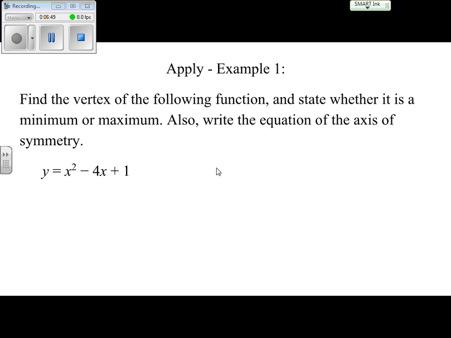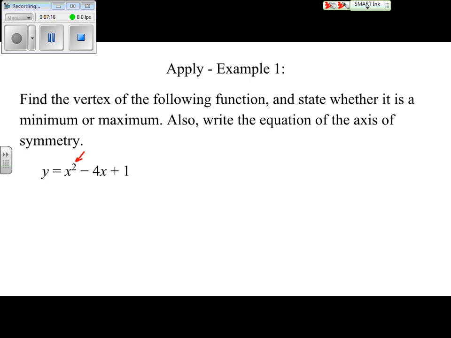So for our first example, we're going to find the vertex of the following function. It's a quadratic I can see already because it has the x squared. And we're going to state whether it's a maximum or a minimum. So we're going to find the vertex and decide if it's a max or a minimum. We're also going to write the equation of the axis of symmetry. And another one of the things I mentioned that we were going to do on our learning intention is that we're going to introduce some technology to help us out. So we'll look at that in just a moment.